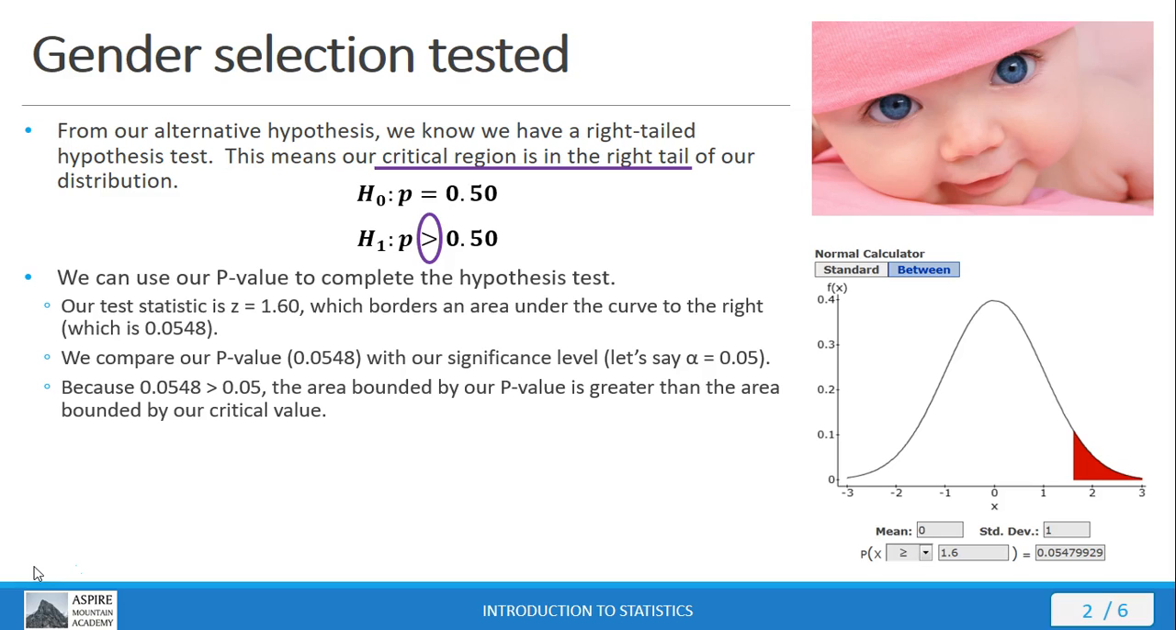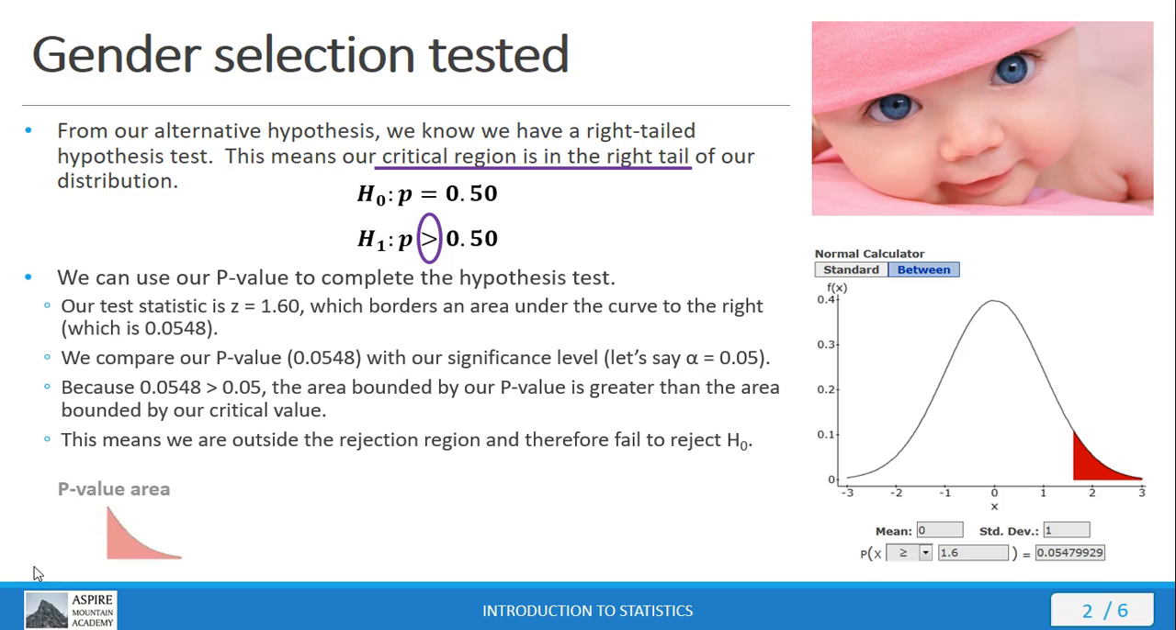So because the p-value 0.0548 is greater than 0.05, that area for the p-value is greater than the area for the significance level. That means we can't fit the p-value inside the region of rejection. That means we're outside the region of rejection, and therefore we're going to fail to reject the null hypothesis. So we've got the p-value area, and we've got the critical region area, the region of rejection. And the p-value is greater than the critical region. So we can't fit it inside the region of rejection, and that leads us to fail to reject H0.